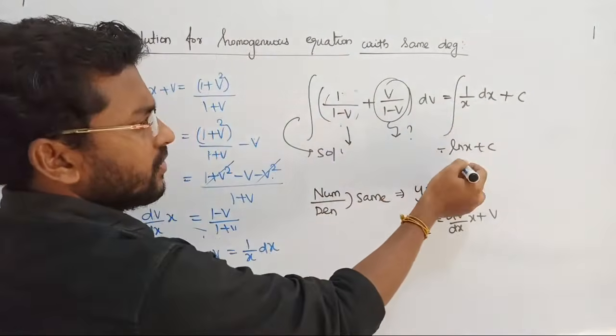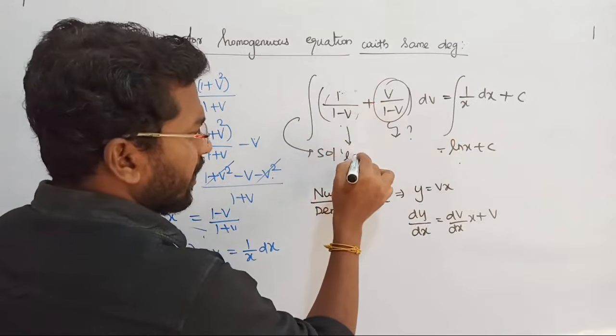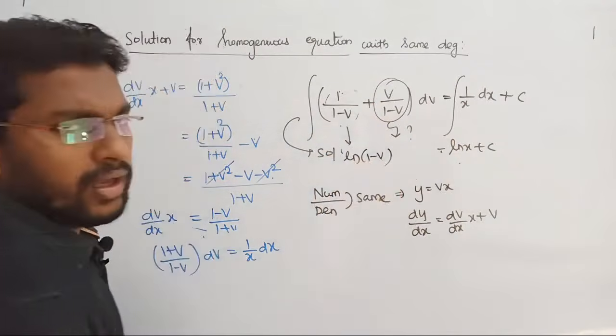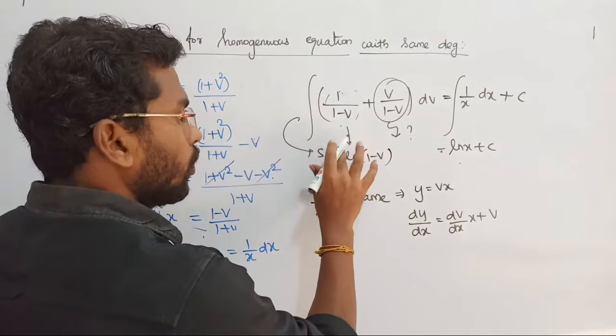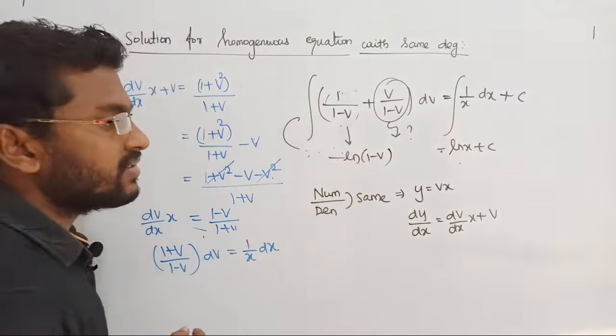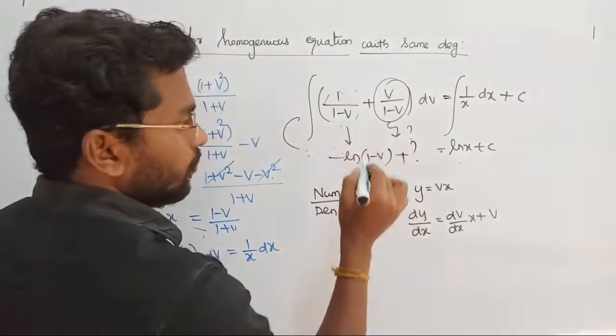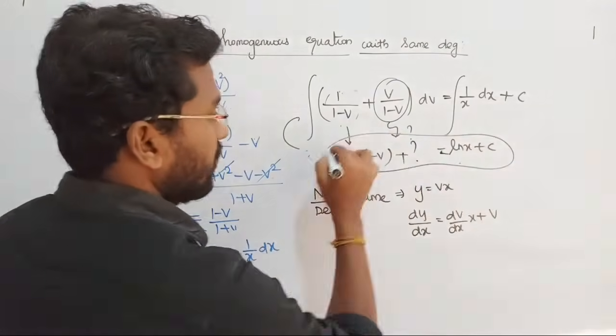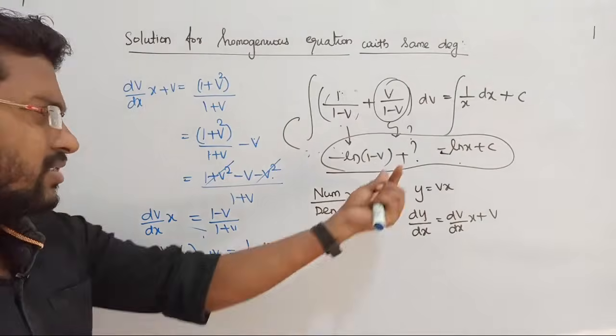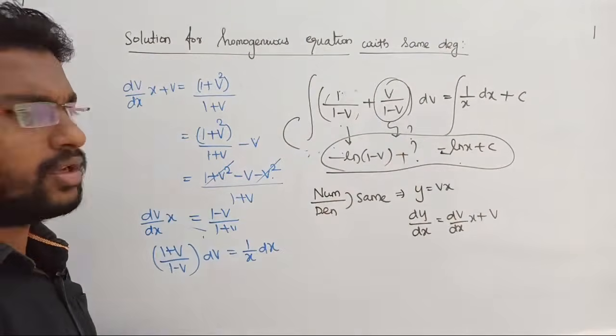1 by x gives ln x, so for 1 by 1 minus v, what can you directly do? ln of 1 minus v. And then the inner differentiation will give you one more minus 1, such that it is going to be minus ln of 1 minus v plus, okay, I don't want to write the answer, I am just putting it, just to bring the answer. That is going to be the solution. In your free time, you can spend some minutes and bring out the answer.